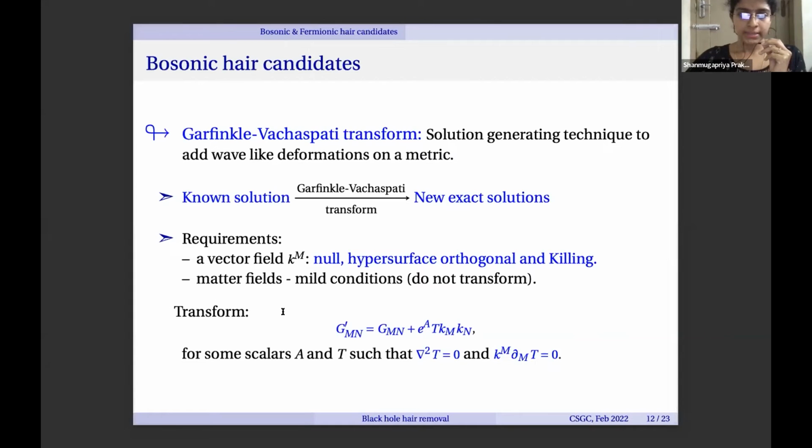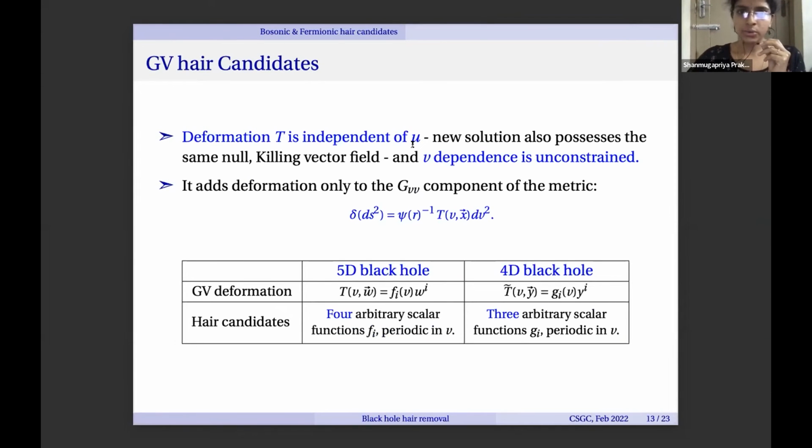So the transform gives us this new solution G prime Mn from our known solution by adding this deformation T. In this expression, these scalars A and T are such that T satisfies the wave equation, and T also satisfies an additional condition which ensures that T is in fact independent of the Killing coordinate, which in our case is U. Furthermore, the deformation T is such that its V dependence is unconstrained. For the case of the BMPV black hole, the GV transform adds a deformation only to the GVV component of the metric. So a general expression can be given in this manner.